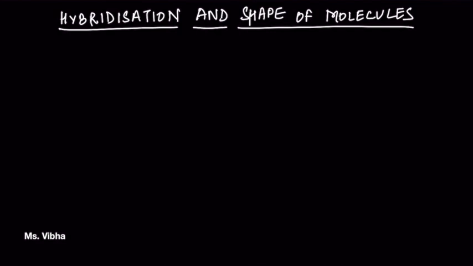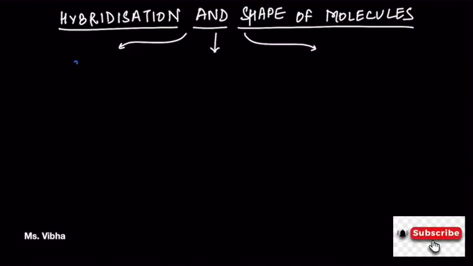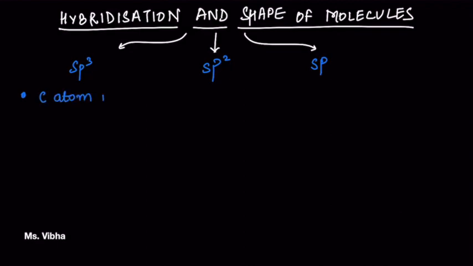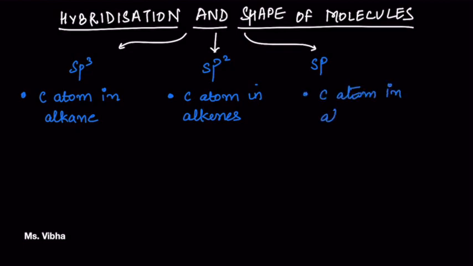So now we have to start with a new topic, that is hybridization and shapes of molecules. We have three types of hybridization for carbon compounds. The first is sp3, the second is sp2, and the third is sp. We have to understand that the carbon atom in alkanes has sp3 hybridization, the carbon atom in alkenes has sp2 hybridization, and the carbon atom in alkynes has sp hybridization.